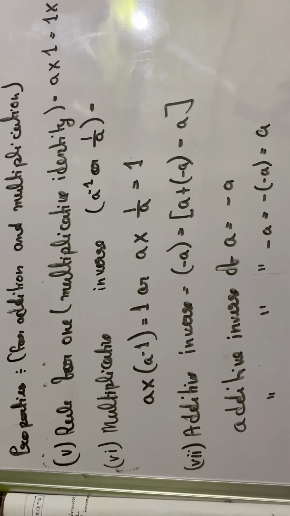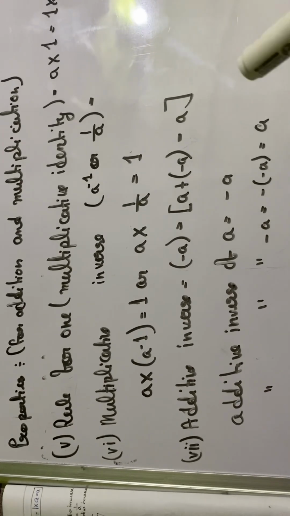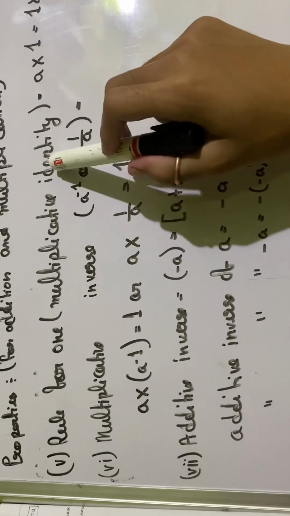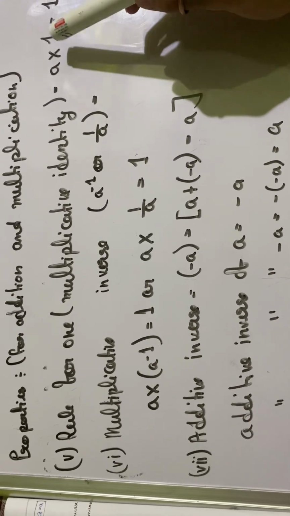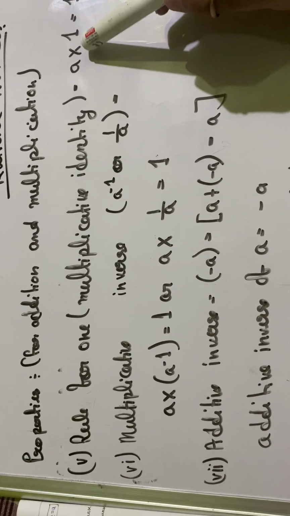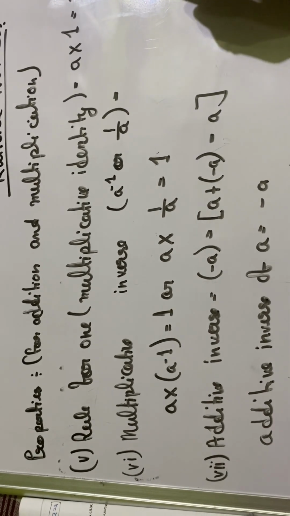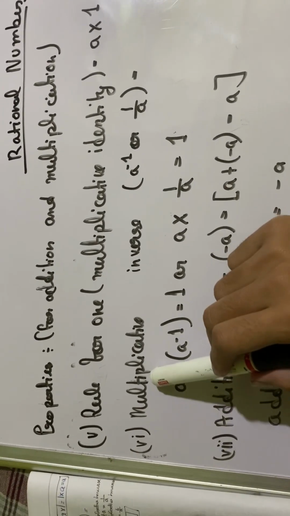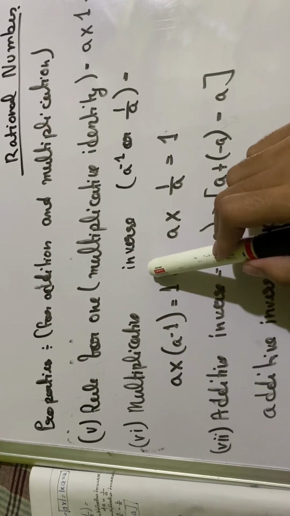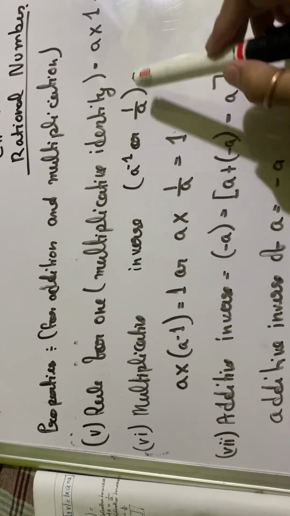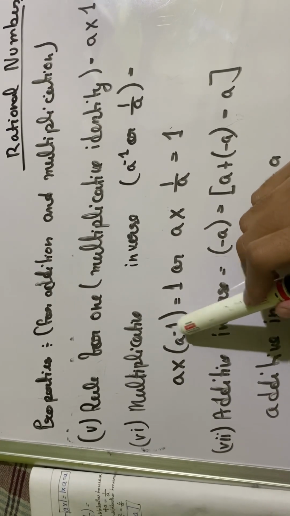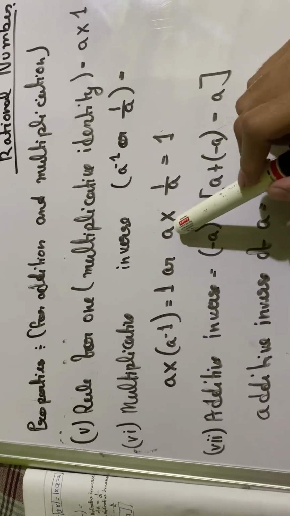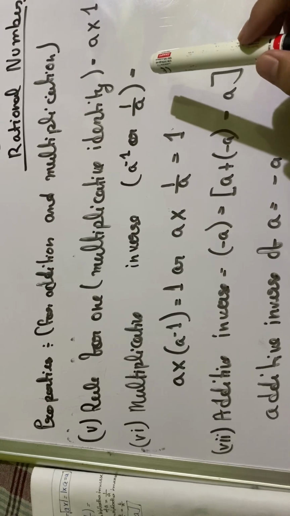See the number 5, rule for 1, multiplicative identity: a into 1 equals 1 into a equals a. Number 6, multiplicative inverse: a into a to the power minus 1 equals 1, or a into 1 by a equals 1.